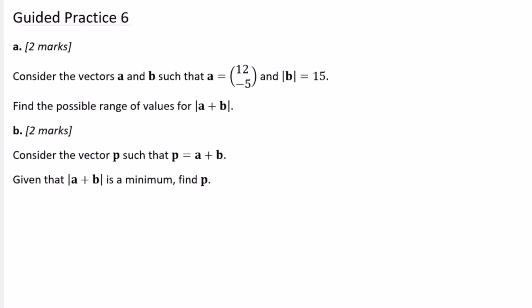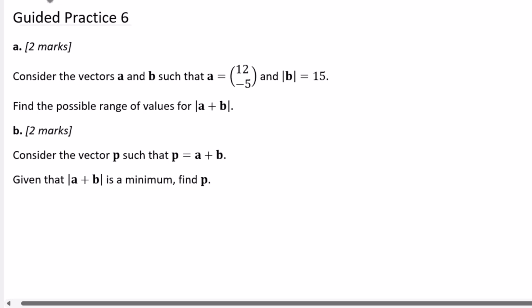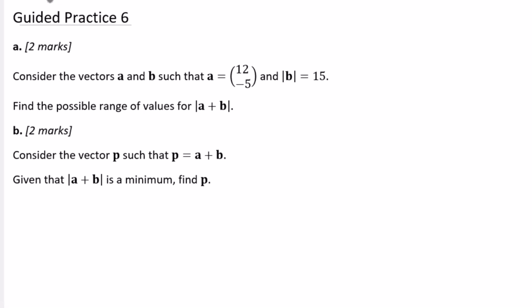Let's go to guided practice 6. A. Consider the vectors A and B such that A equals 12, negative 5 and magnitude of vector B equals 15. Find the possible range of values for absolute value of vector A plus vector B.